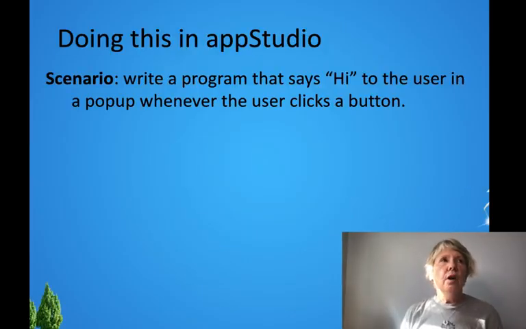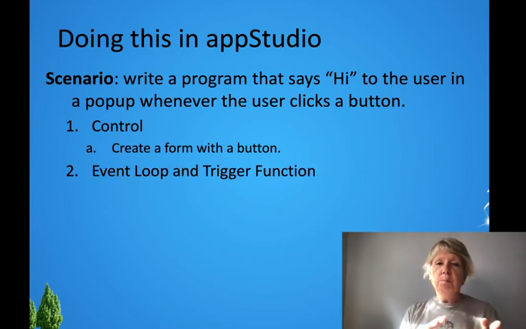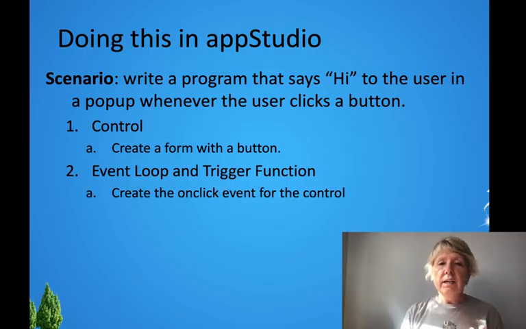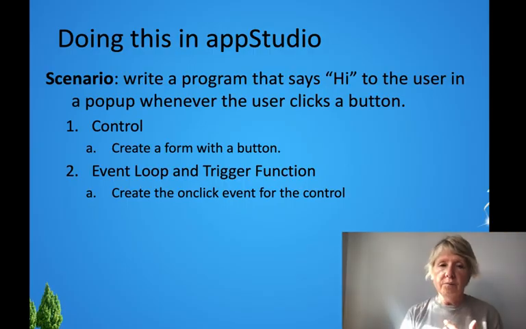Let's say you want to write a program that says hi to the user in a pop-up whenever the user clicks a button. I know that's trivial, but it'll be simple for our example. So you're going to have a control, in this case a form that has a button on it, and you're going to have an event loop and a trigger function. These get created when you create the on-click event for the control. App Studio will create those two pieces automatically, and they'll run in the background of your code.